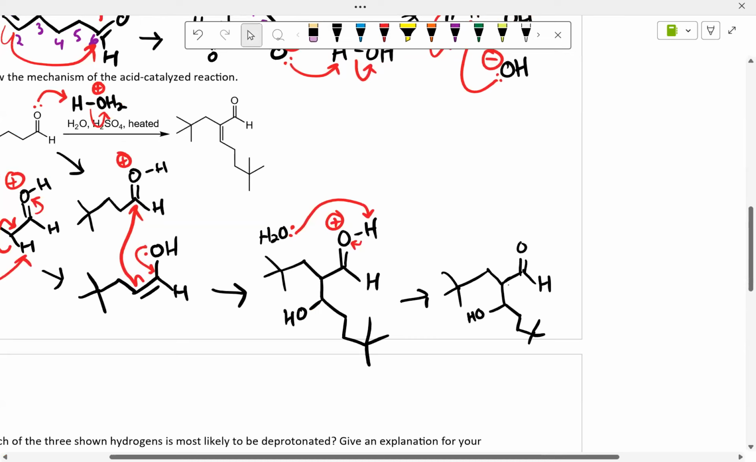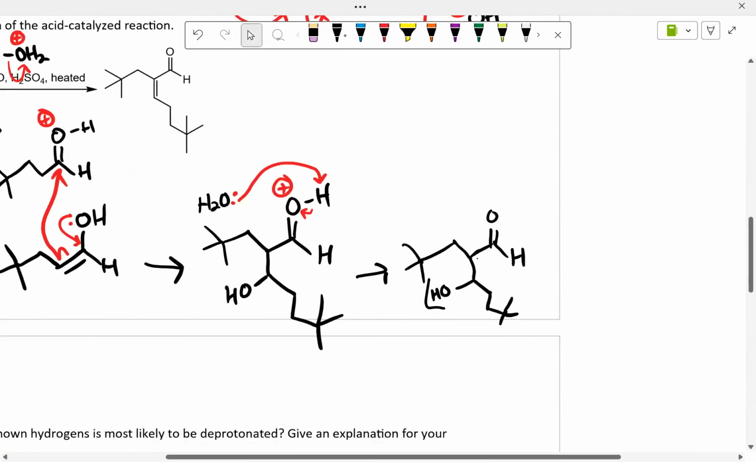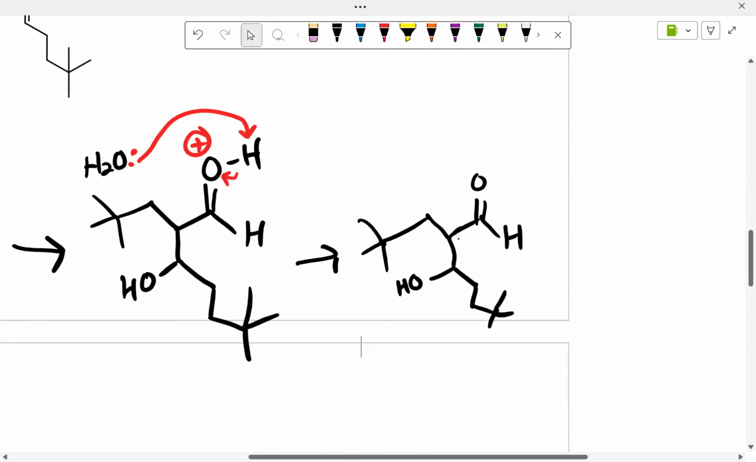But the reaction's heated. So what heating does is it's going to form an alkene where the new alcohol is. So that would be right here. In order to form the alkene, we need this alcohol to leave. Alcohol is not a good leaving group though. So first we're going to need to protonate it to make it a better leaving group.